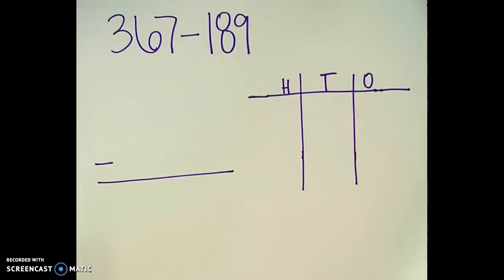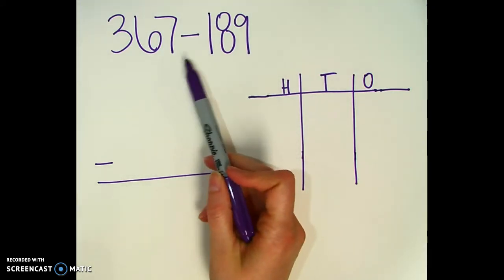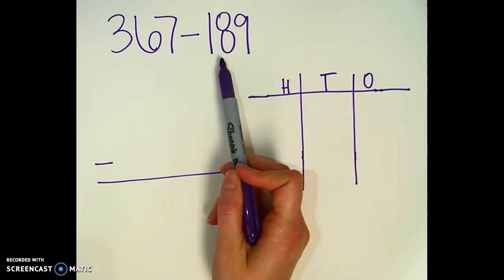Today we're going to work on our subtraction skills, especially subtraction with borrowing. Borrowing is a scary topic for most of our fourth graders, so we really wanted to make sure you understand why we're borrowing and how to borrow. So let's try the problem 367 minus 189.